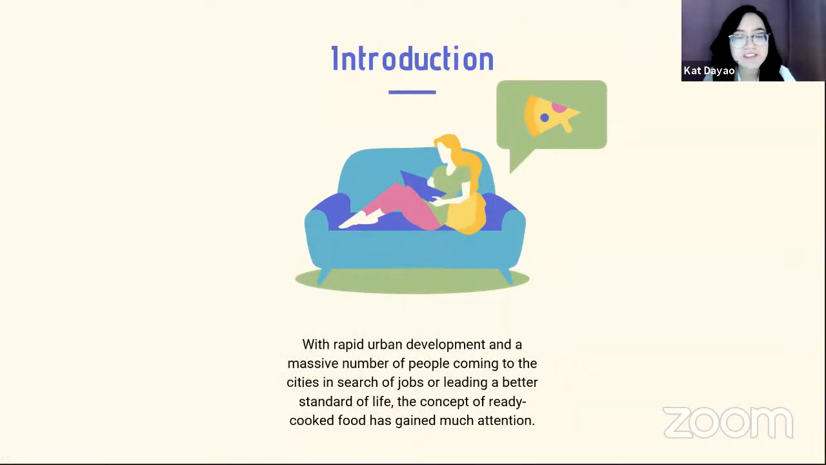The restaurant sector is one of the fastest growing industries in the Indian economy, and the revenues generated from it are likely to increase more in the coming years with the concept of ready cooked meals. With rapid urban development and the massive number of people coming to the cities in search of jobs or a better standard of life, the concept of ready cooked food has gathered much attention. The various food delivery apps operating in Guwahati, Assam, India are Swiggy, Zomato, and Uber Eats.